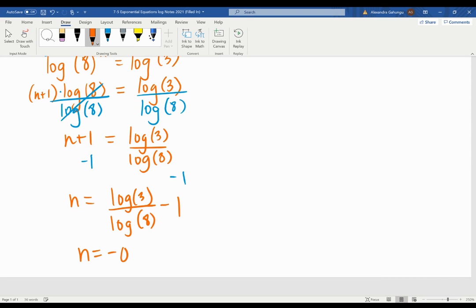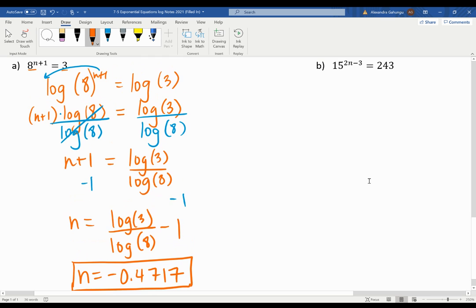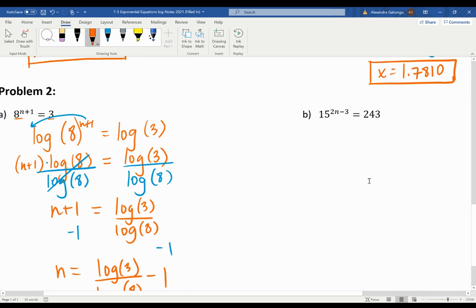So it's negative 0.4717. So we're still, for this little window, going to 4 decimal places. So we'll do that again with our next example.